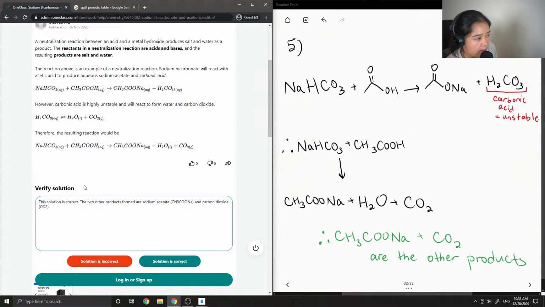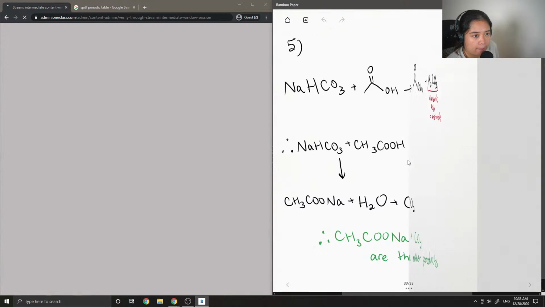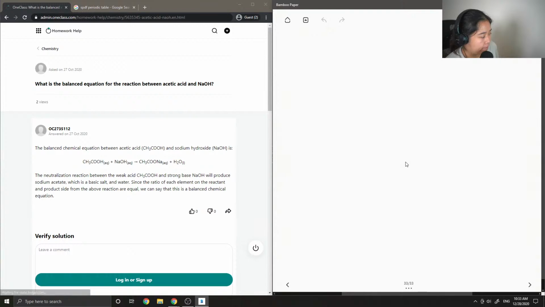I just said that the two other products formed are sodium acetate and carbon dioxide. Okay, so question number 6. What is the balanced equation for the reaction between acetic acid and sodium hydroxide?